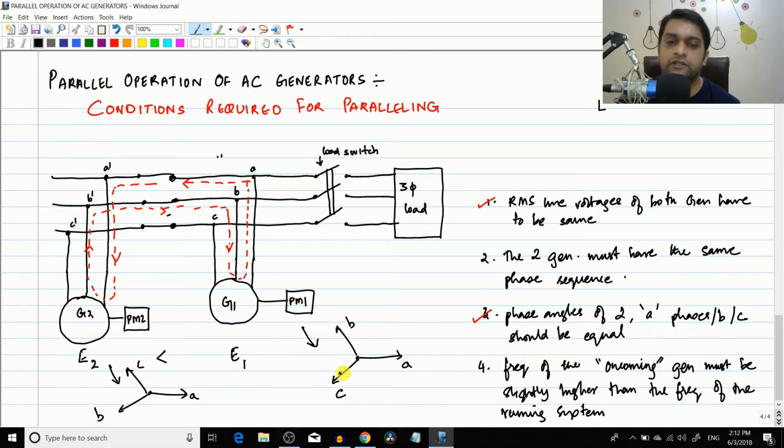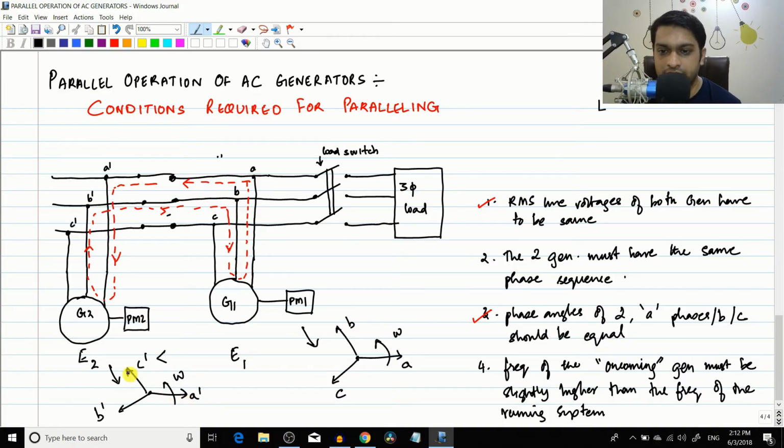Okay, so now here between the A dash, B dash, C dash, yeah. So this is the rotation of the phasor. So in the A phase of both the generators, nothing will happen because they are both in phase and they are having the same voltages.